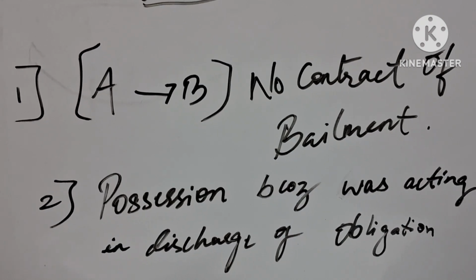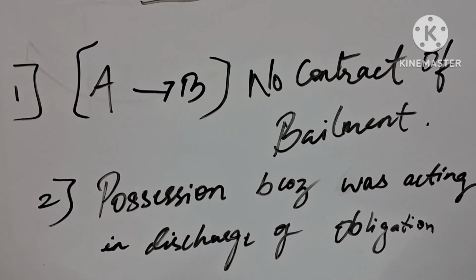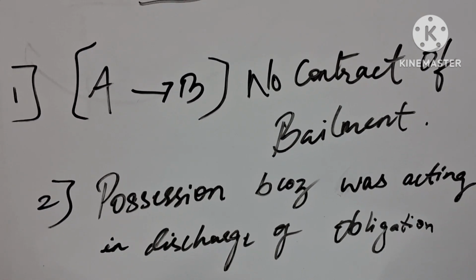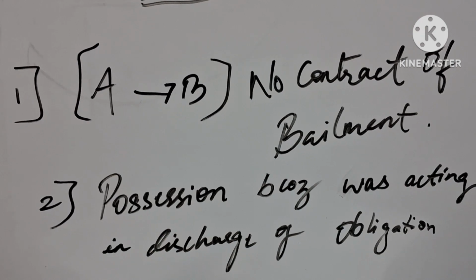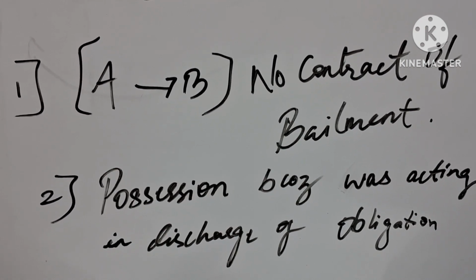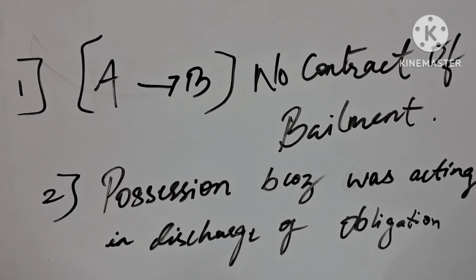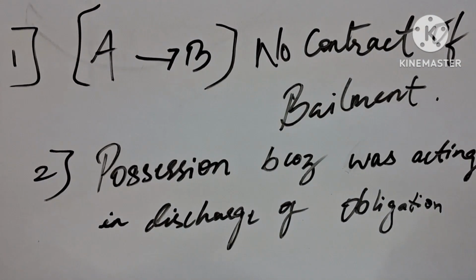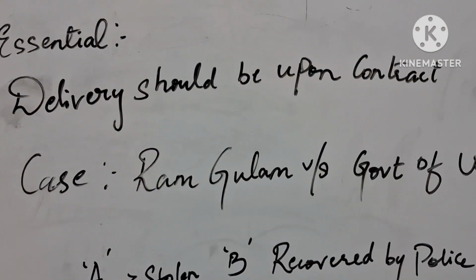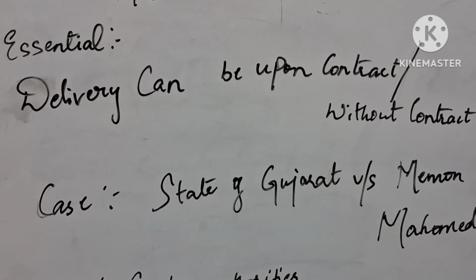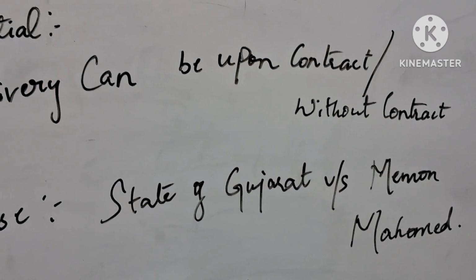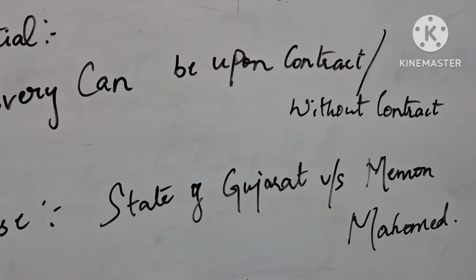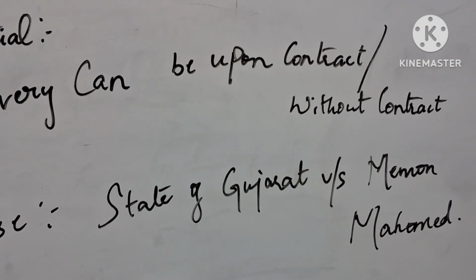So here the court held that, first, there was no contract. Second, it was the duty of police to keep the stolen property under police custody. The possession is there because he was acting in discharge of an obligation under law. So in some cases, bailment would be valid with or without a contract.